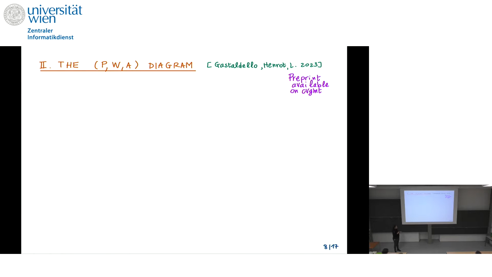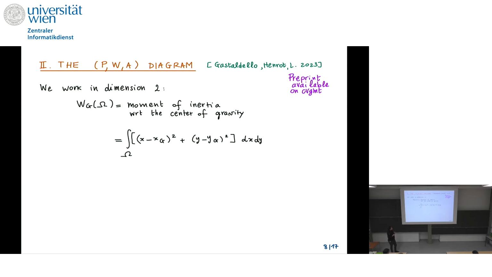So the perimeter and the area, I don't have to recall what they are. Let's be more precise about the functional W. We are in R2. W, or better WG, denotes the moment of inertia with respect to the center of gravity. So it is defined as the integral over omega of the square distance of points of omega to the center of gravity. So here xg and yg are the coordinates of the center of gravity.